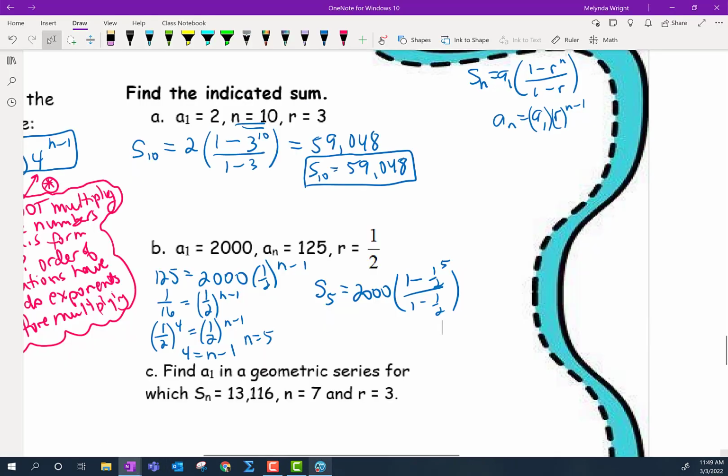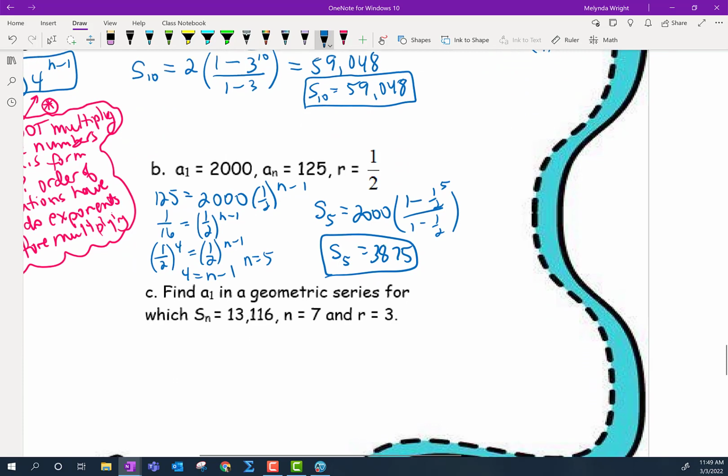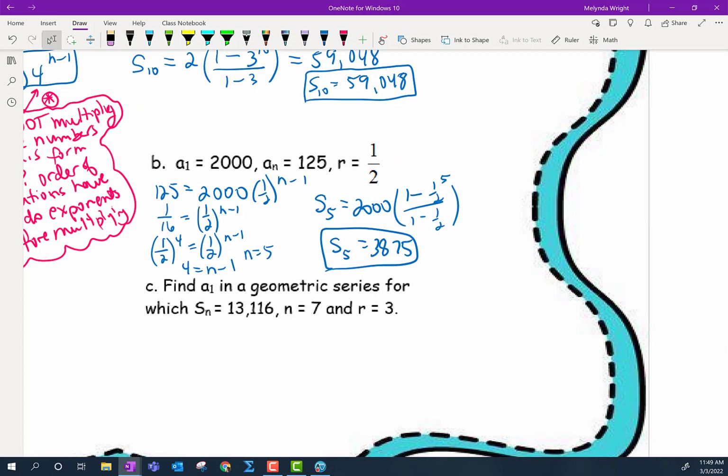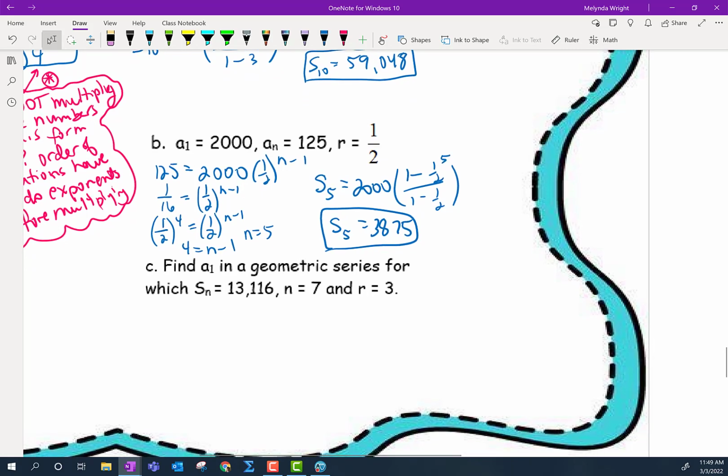Great. So let's go back here. So our sum, S sub 5, is 3,875. Okay, great. Last one. Find a sub 1 in a geometric series for which, oh, now look what they're giving us. They're giving us S sub n. So that's definitely the series formula, not the sequence formula. So S sub n, 13,116, equals a sub 1, that's what we don't know, times 1 minus r raised to the n power, which is 7, over 1 minus r.